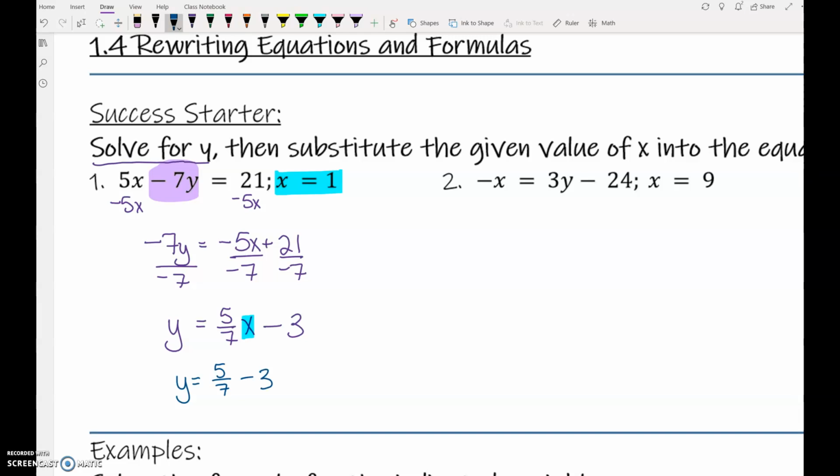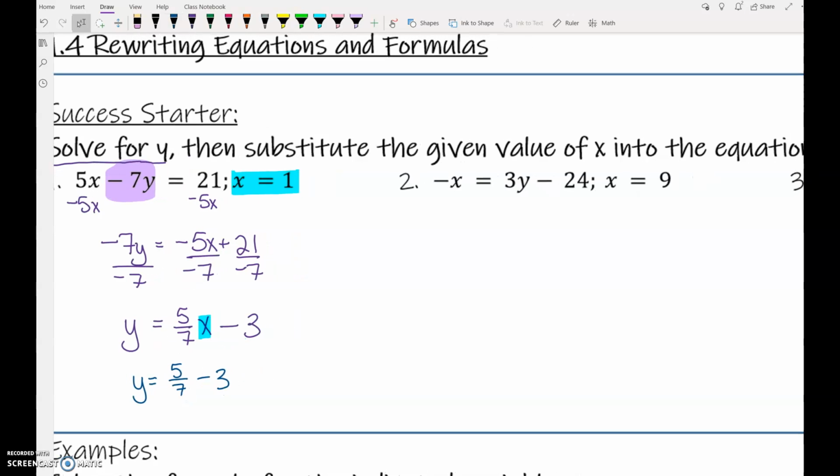You could take your calculator and actually do 5/7 minus 3, change it back to a fraction. However, the instructions don't say to write your answer as a simplified fraction. So if you wanted to do this in your calculator and leave your answer as a decimal, that would be appropriate because it doesn't tell you not to. All right, take a moment and try number 2.